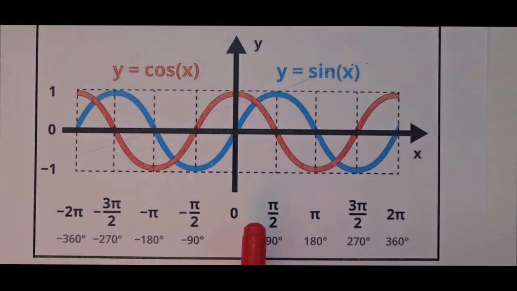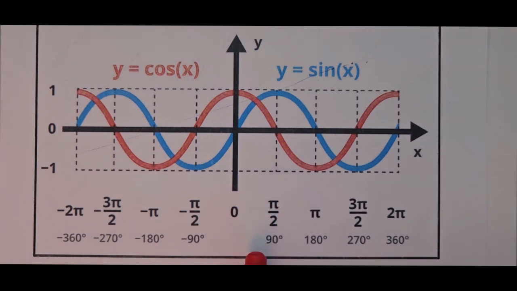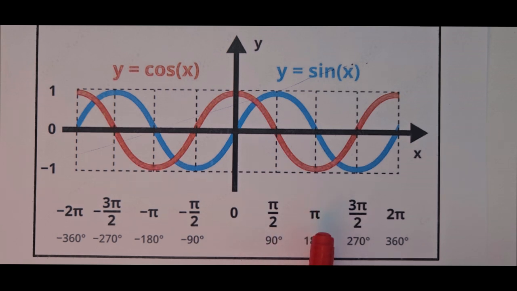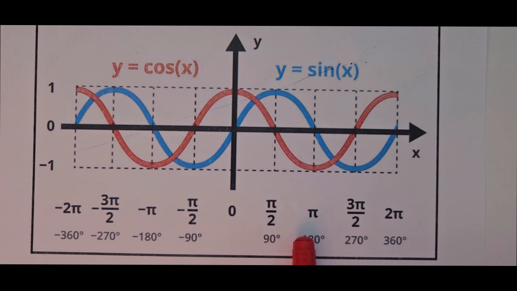So the radian and the equivalent in degree. Radian, the equivalent in degree. So these are exactly the same point on the unit circle.